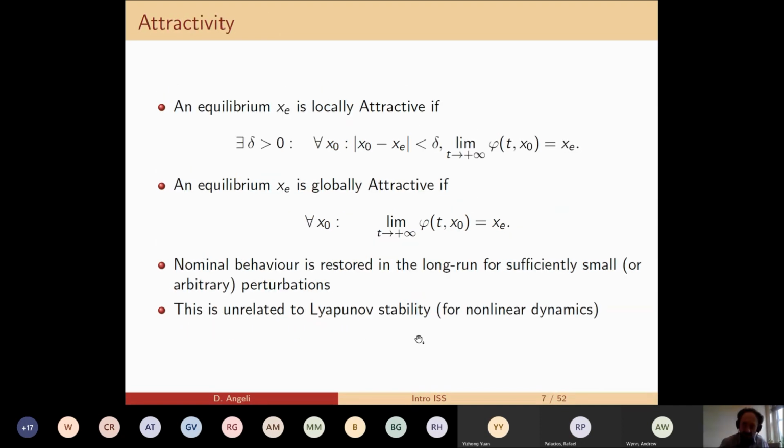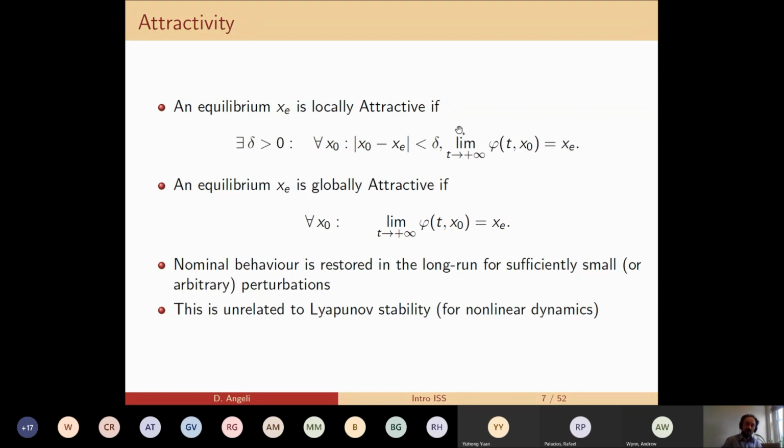So this notion of stability is normally complemented with another property, which is called attractivity. In particular, this notion has to do with what happens for long times to the system when perturbed. And in particular, the equilibrium, again, if we look at equilibrium nominal behaviors, we can call it attracted if for some delta positive, perturbations x0, which are in a delta neighborhood of the equilibrium, basically result in solutions which converge. Again, for t that goes to infinity, converge to the equilibrium.